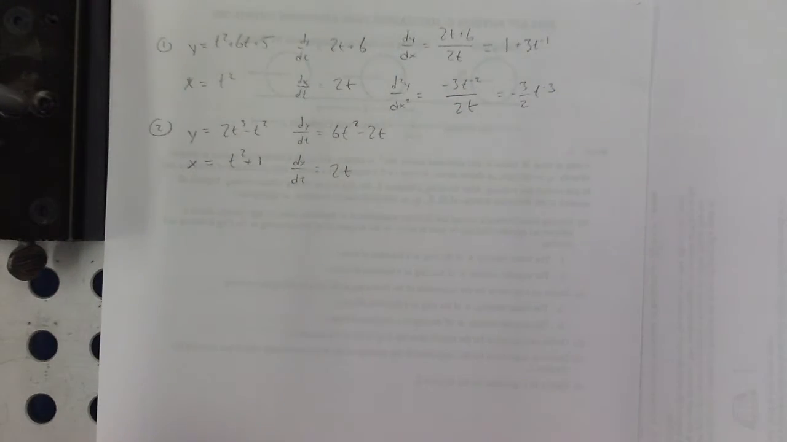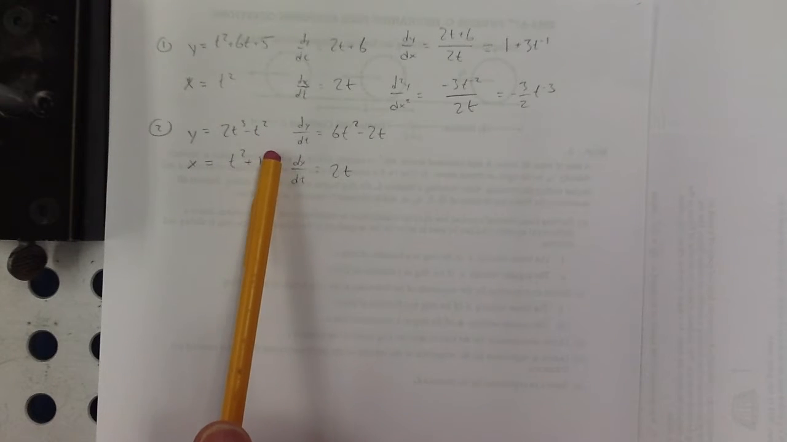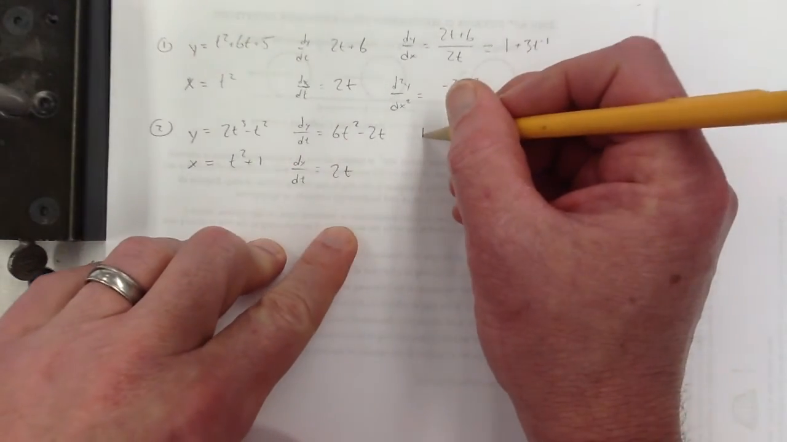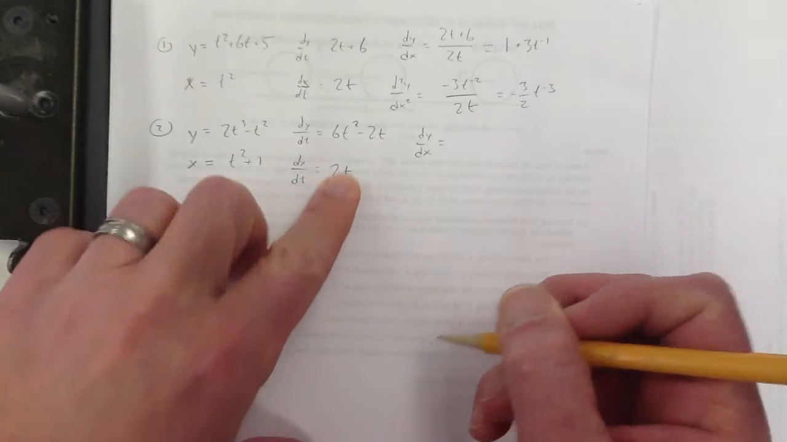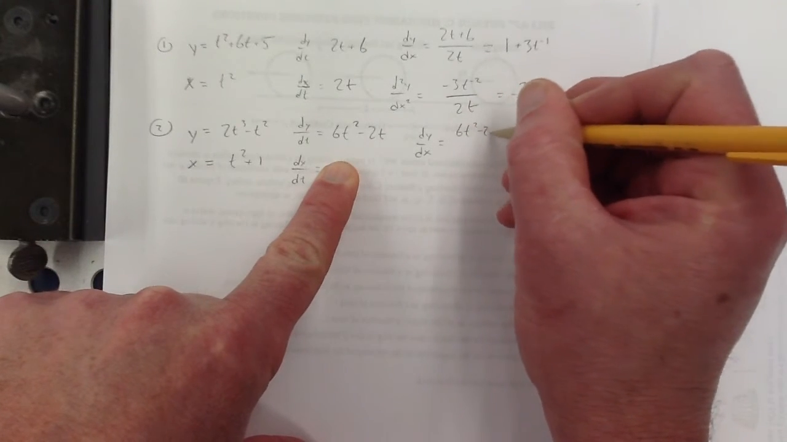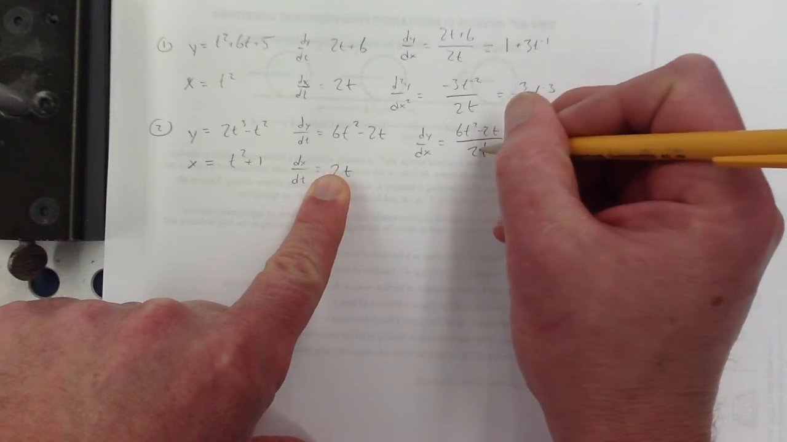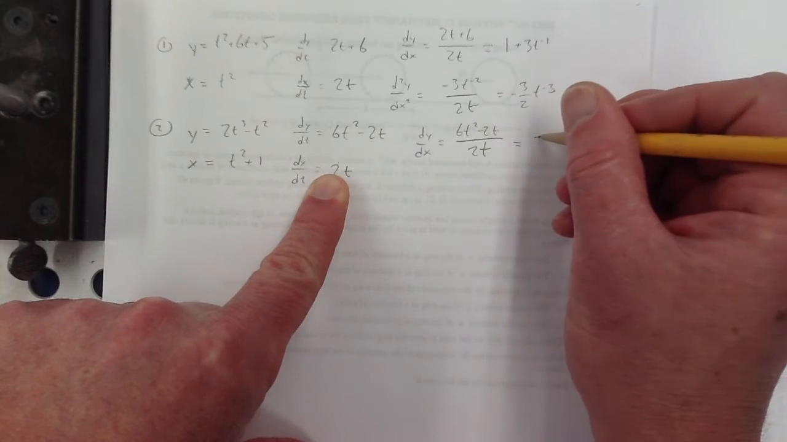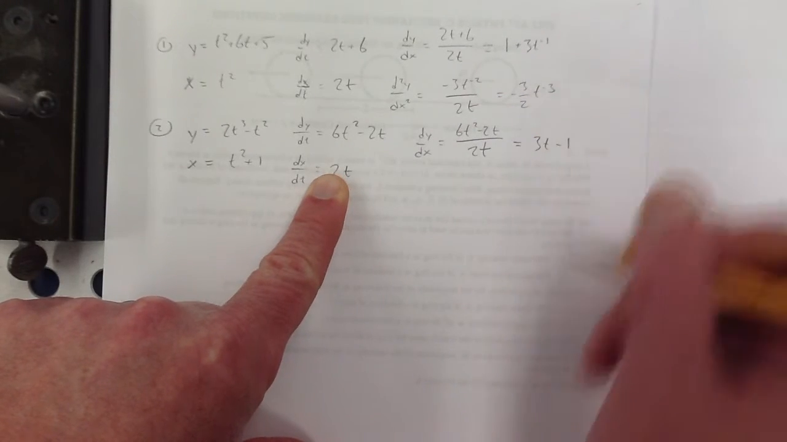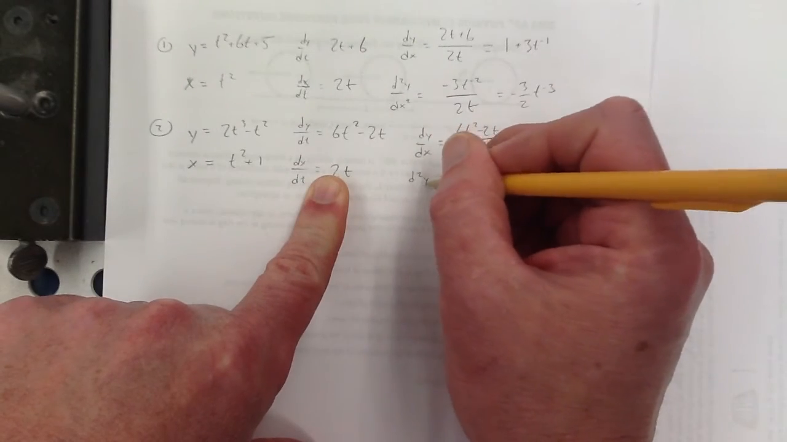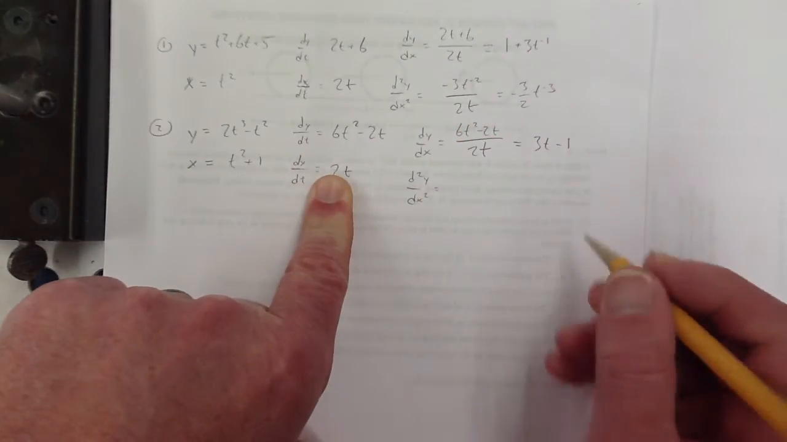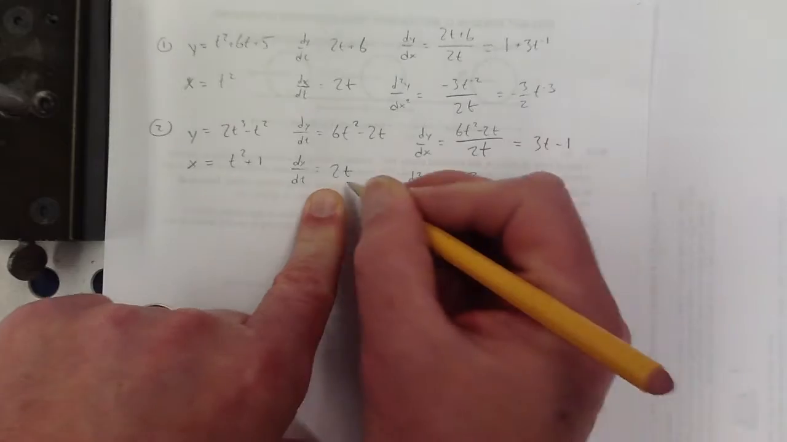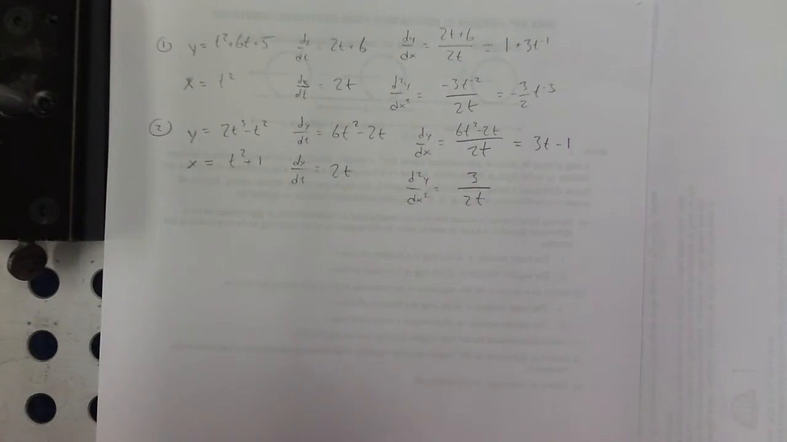There's my dy/dt and my dx/dt for these parametric equations. Make sure I copied everything down right. Looks good. So that means dy/dx would be 6t squared minus 2t over 2t. I'm going to simplify that because that's going to be helpful. And then the second derivative is the derivative of this over dx/dt. And that's simplified enough for me.